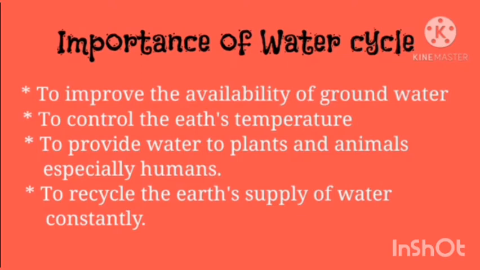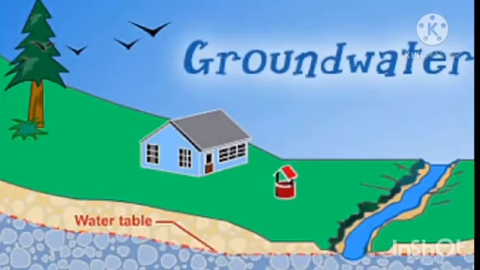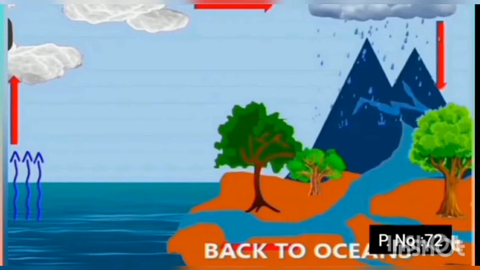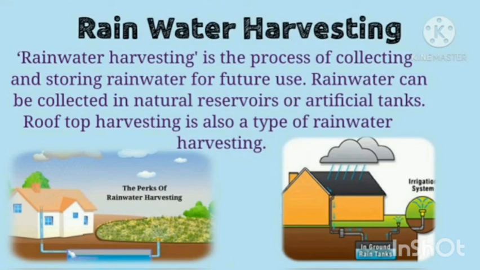Now let us move on to rainwater harvesting. What is rainwater harvesting? Rainwater harvesting is the process of collecting and storing rainwater for future use. Rainwater can be collected in natural reservoirs, that is lakes, ponds, rivers, or artificial tanks.